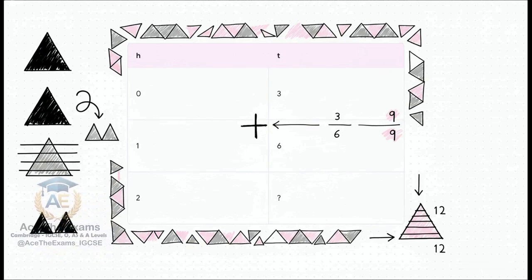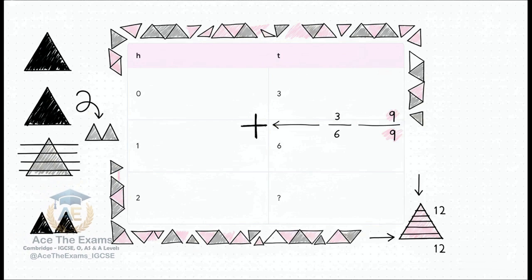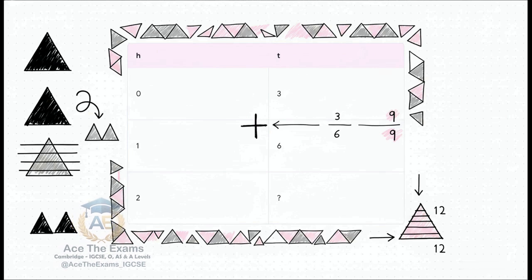Our table clearly shows a constant difference of positive 3. Every time h goes up by 1, t goes up by 3. We are essentially adding another layer that contains exactly 3 new triangles. You must prove this constant difference to the examiner to secure your evidence marks.